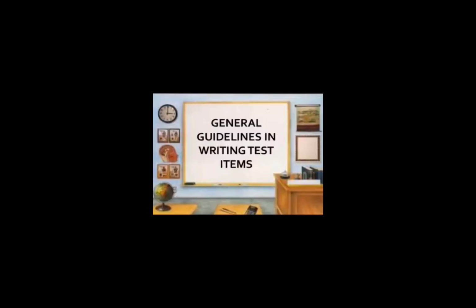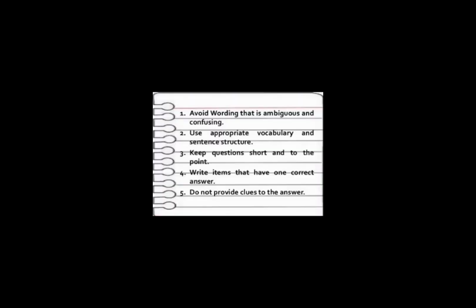So we have here the general guidelines in writing test items. First is to avoid wording that is ambiguous and confusing. Second, to use appropriate vocabulary and sentence structure. Third is to keep questions short and to the point. Fourth is to write items that have one correct answer. And fifth, do not provide clues to the answer.